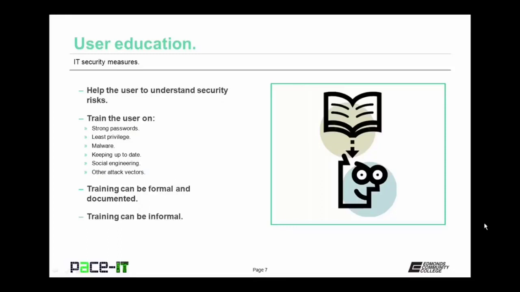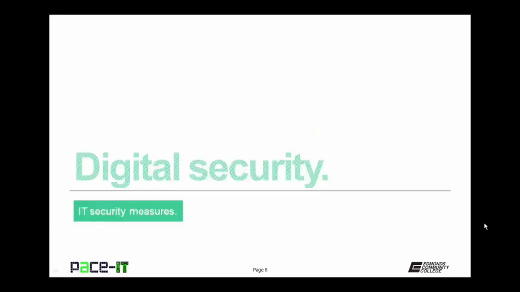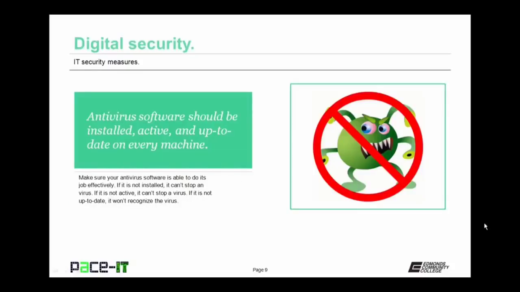Your training of the end user can be formal and documented, or it can be informal, just swinging by their office or desk and talking with them. Now let's move on to digital security. We begin talking about digital security with a discussion on antivirus.